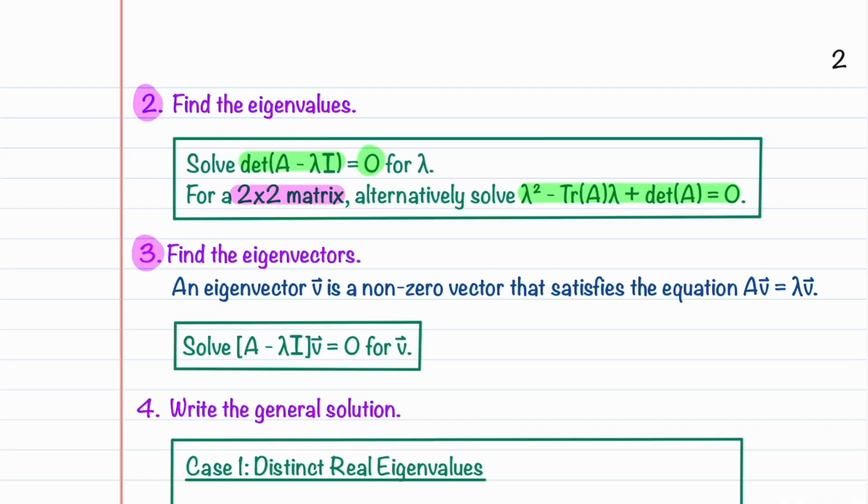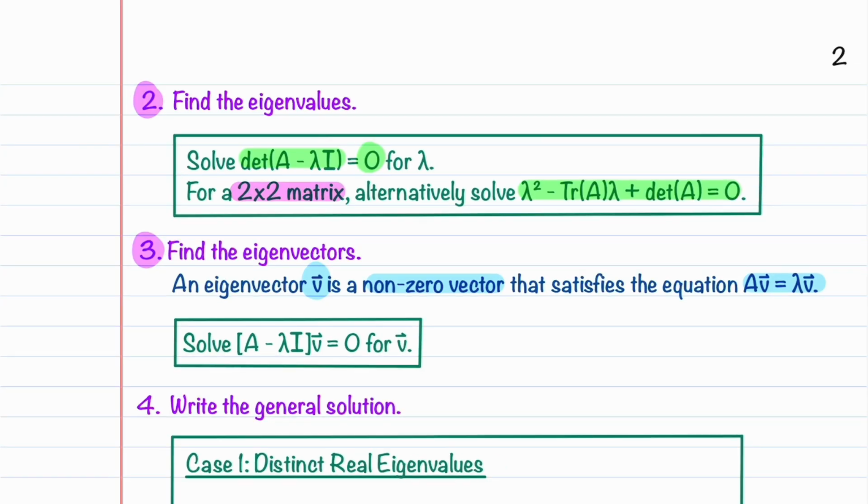In step 3, we're going to find the eigenvectors. An eigenvector v is a non-zero vector that satisfies the equation Av equals lambda v. If we move the lambda v to the left, that's equivalent to solving the system of equations A minus lambda I times v equals 0. And we'll solve that for v.